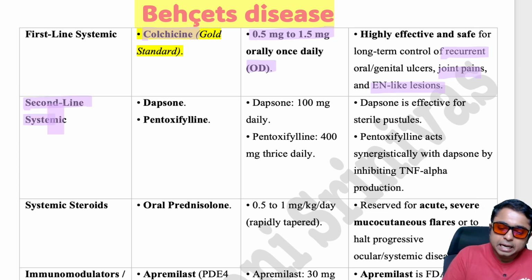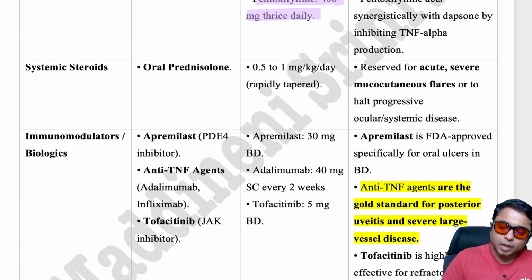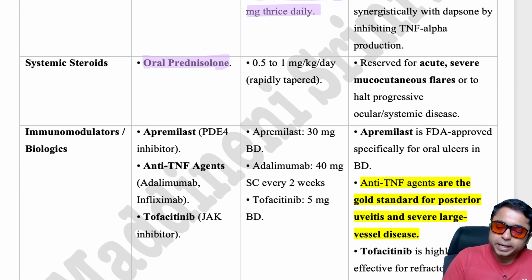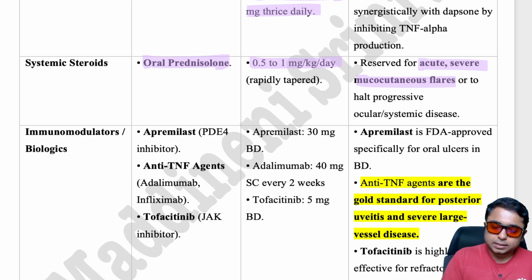As a second line systemic agent, we can also use dapsone and pentoxifylline. So dapsone 100 mg and pentoxifylline 400 mg thrice daily are the dosages. Systemic steroids, oral prednisolone, can also be used at 0.5 to 1 mg per kg per day dosage in the patients who are having acute severe mucocutaneous flares. Remember, we cannot use the steroids for long term. It's only to take care of the sudden flares.